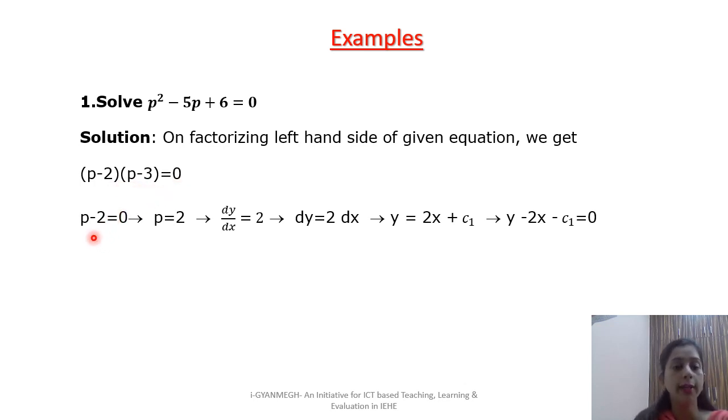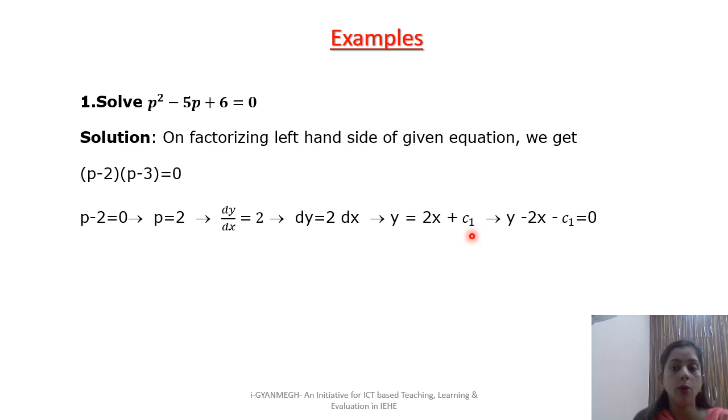Now, we will equate p minus 2 equal to 0. That is, we will individually equate the factors to 0. p minus 2 equal to 0 implies p equal to 2. I have already told you that p is dy by dx, so I can replace p by dy by dx equal to 2. This implies, now we'll multiply dx onto the numerator, dy equal to 2dx. Now on integrating this, we will get y equal to 2x plus c1.